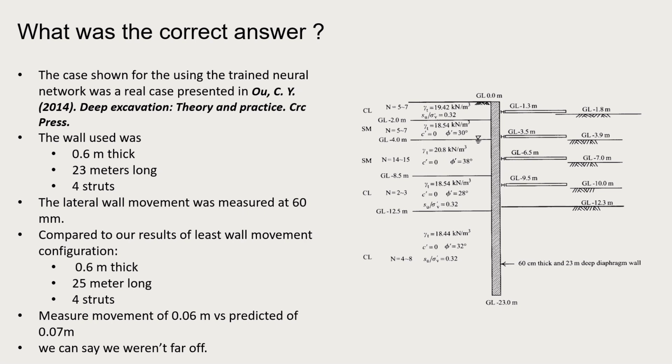And I should mention that this case study is not used in the training data. So the neural network never saw this data in training and was able to predict a lateral wall deformation very close to the actual measured, not calculated, lateral wall deformation.